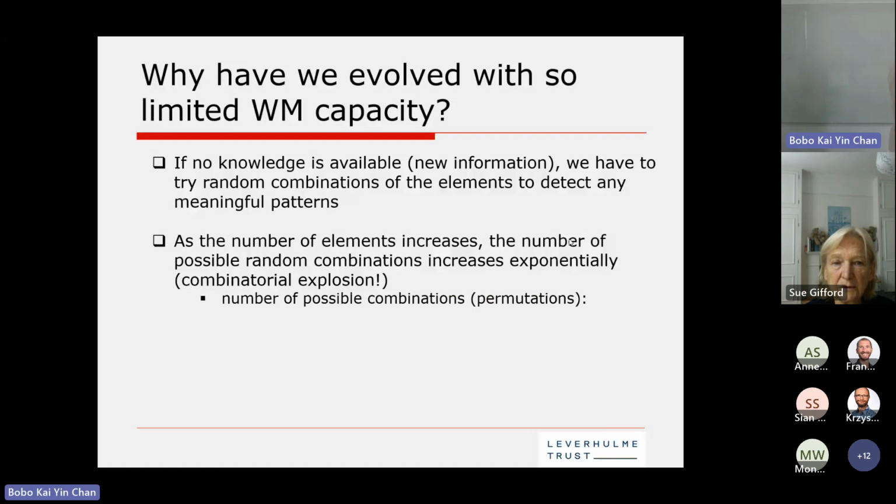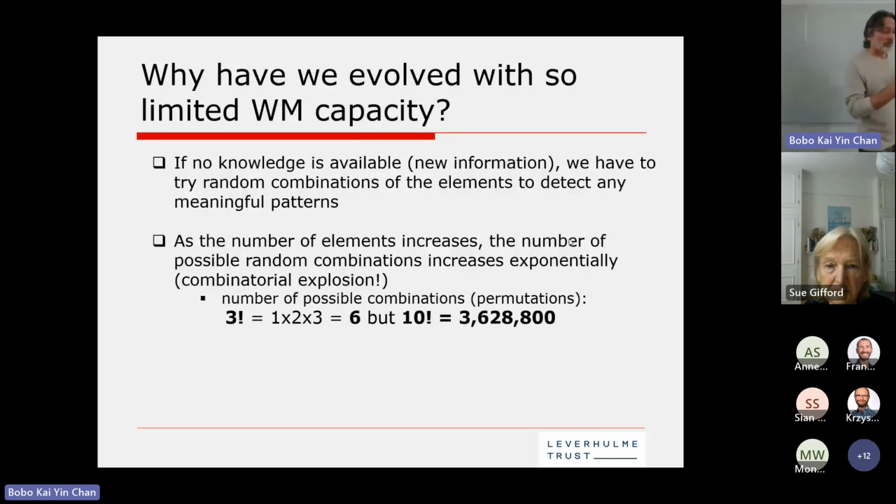And how difficult? As mathematicians, you can calculate the possible number of combinations or permutations. If you have just 3 elements, the possible number of all combinations would be 3 factorial, which gives 6. So that's manageable. You have ABC, AB, BC, CA, and so on, a limited number of combinations, right? Could be only 6 possible.